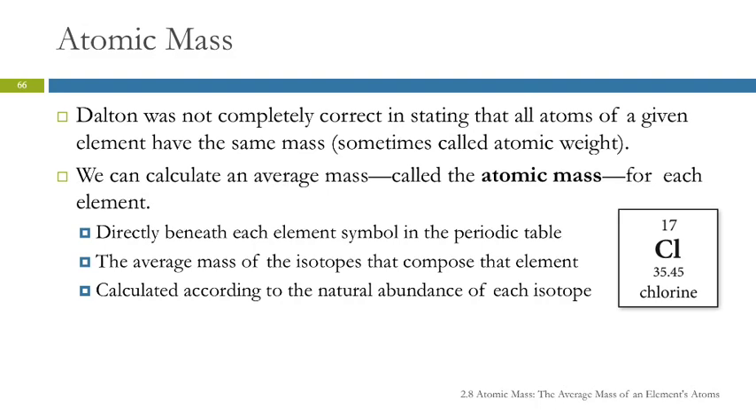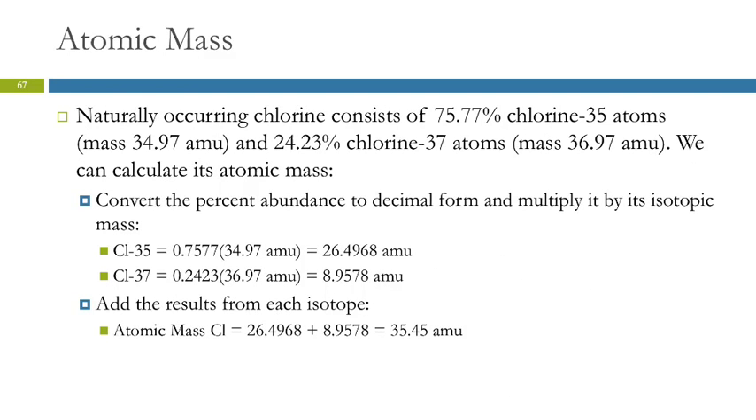These averages are calculated according to the natural abundance of each isotope. The percent of chlorine-37 and the percent of chlorine-35 are fairly constant no matter where you get your sample of chlorine. And so we calculate based on that average. So here's chlorine-35. Chlorine-35 atoms weigh 34.97 atomic mass units. Notice that this mass is very similar to the mass number. It's very close. It's not exactly the same, but it's really close. And chlorine-37 has a mass of 36.97 atomic mass units. 75.77% of all the chlorine atoms are the chlorine-35, and the rest are chlorine-37.